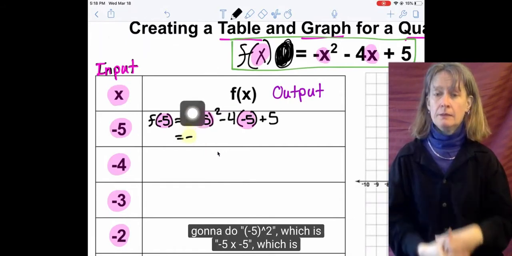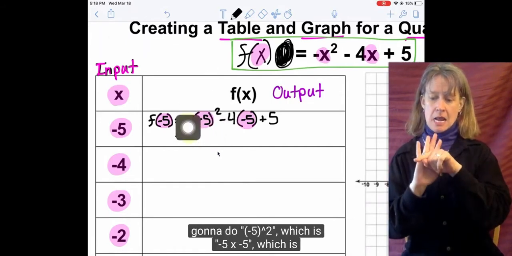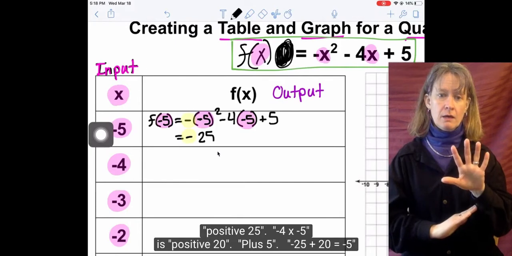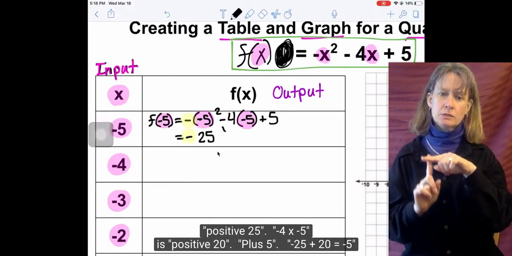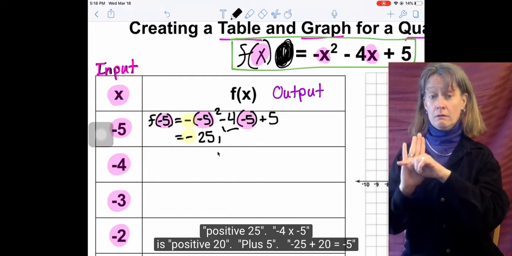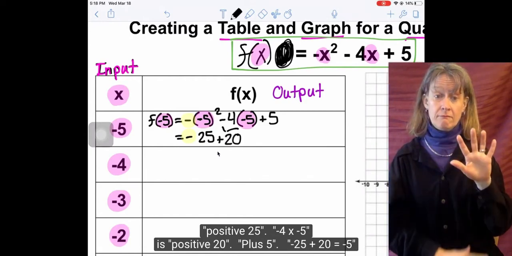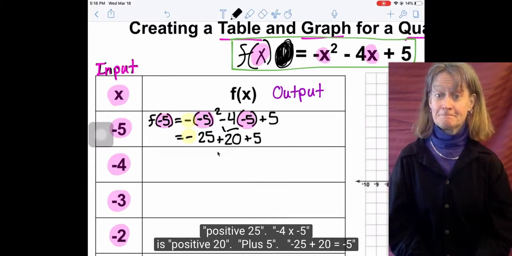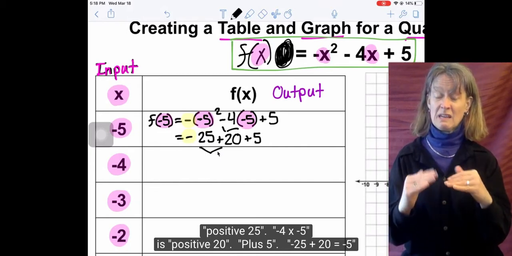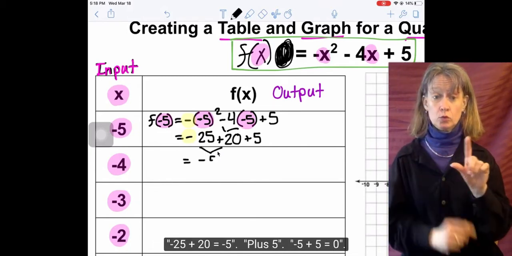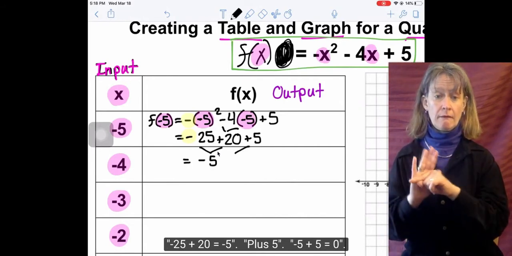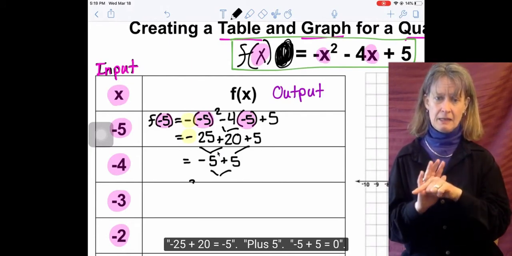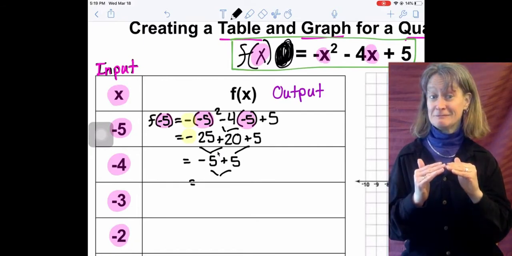So we're going to do negative 5 squared, which is negative 5 times negative 5, which is positive 25. Negative 4 times negative 5 is positive 20 plus 5. Negative 25 plus 20 is negative 5 plus 5. Negative 5 plus 5 is 0.